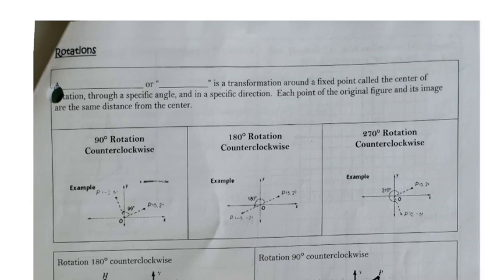All right, rotations. A rotation, also known as a spin, is a transformation around a fixed point called the center of rotation through a specific angle in a specific direction. Each point of the original figure and its image are the same distance from the center.